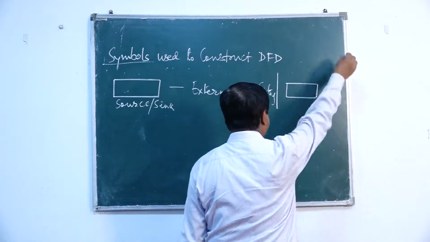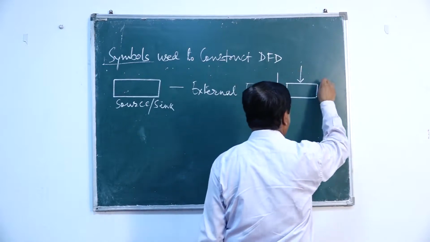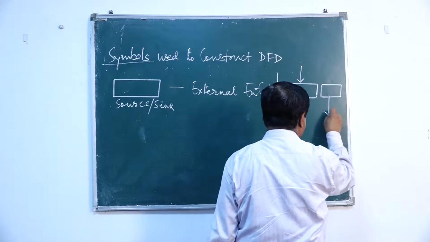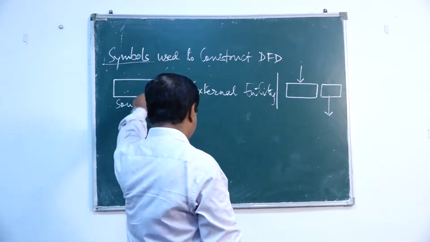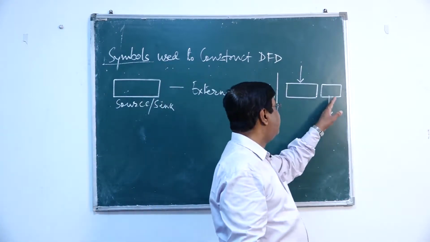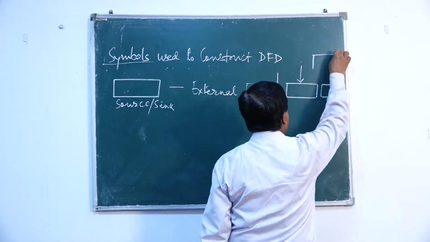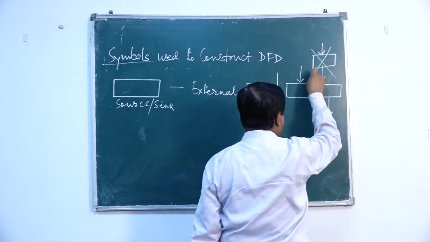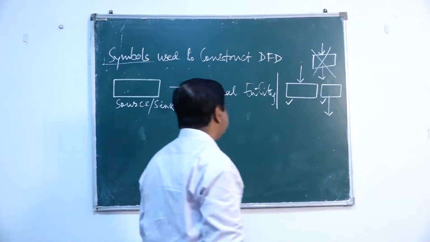So, the source or sink will either accept input, or we can exit from it. The rule says that this rectangle could be used for input or for output only. This cannot be used for showing both input as well as output. This is not allowed. This is allowed and this one is allowed.